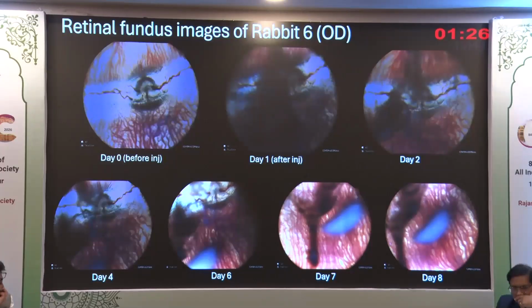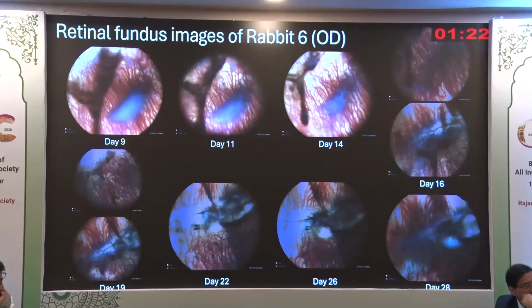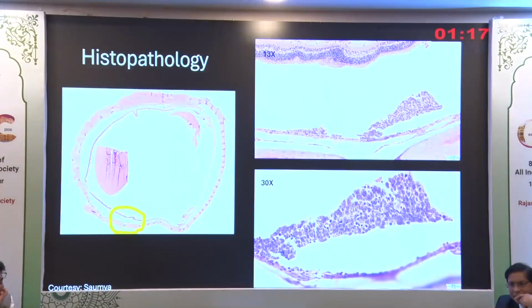You could see there is a small subretinal tumor which is growing with some kind of vitreous seeding, and by day 28 you could see around the optic nerve a small grayish tumor in the subretinal space, which was confirmed on histopathology that there is a tumor with a small round conspicuous nucleus in the subretinal space, confirming the tumor induction in the rabbit retinoblastoma.